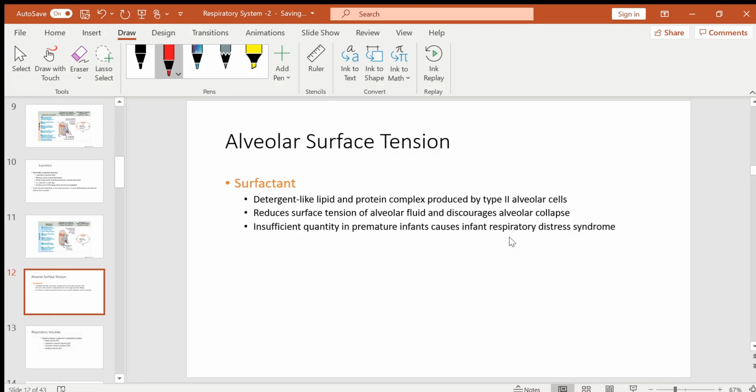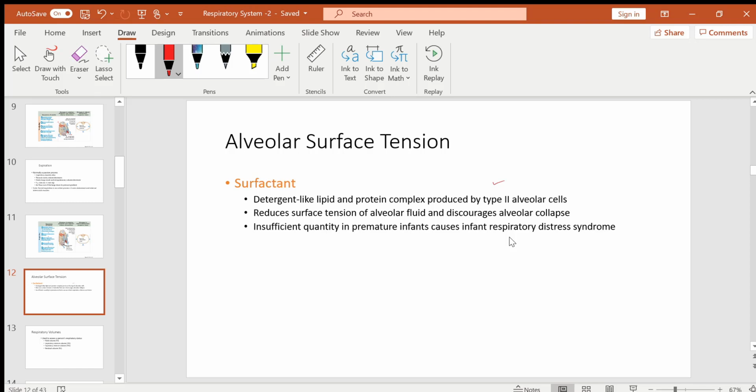Surfactant, we already talked about that, a fluid that lines the inner surface of the wall of the alveoli and keeps the alveoli open. And if someone has a lack of surfactant secreting cells, then the surfactant will be less, and that may cause the collapse of the alveoli.